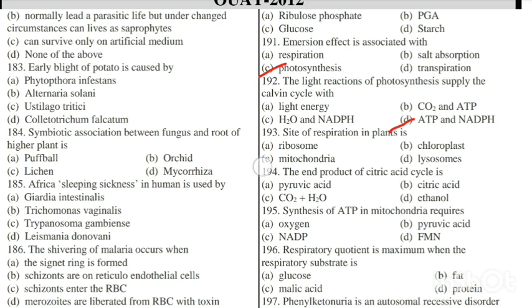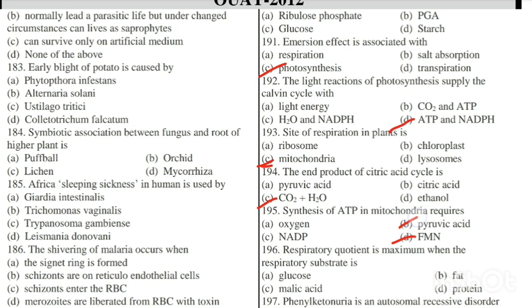Site of respiration is mitochondria, and mitochondria is also called the powerhouse of the cell because it generates ATP, and ATP is known as the energy currency of the cell. End product of citric acid cycle is CO2 and H2O. These are the products. Synthesis of ATP in mitochondria requires... So here it requires... FMN is a part of electron transport chain. So it can be the answer.